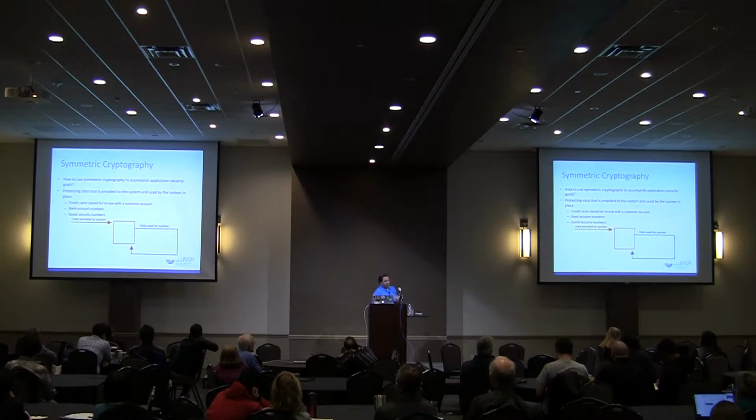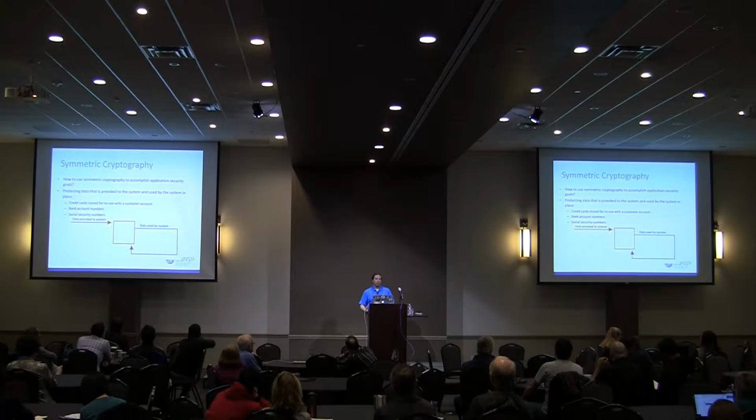In terms of accomplishing our application security goals, we want to use it when we're protecting data that's provided to the system and used by the system in place. So if the same system is going to both take the data and use the data, that's where we want to use symmetric cryptography. An example might be credit cards stored for reuse with the customer account, or bank account numbers or social security numbers, things like that. So if it's going to be used by that same system, use symmetric cryptography.